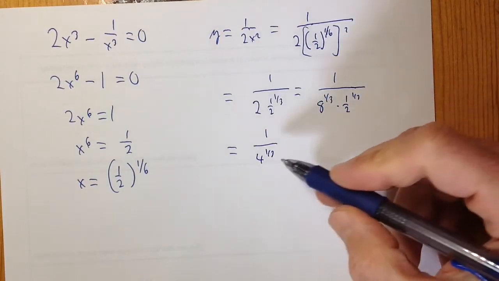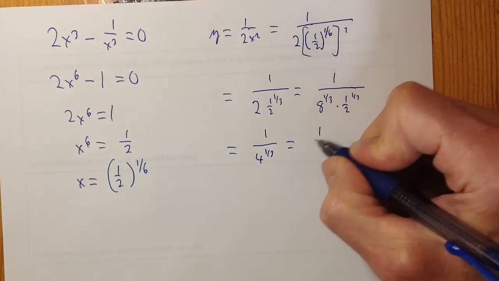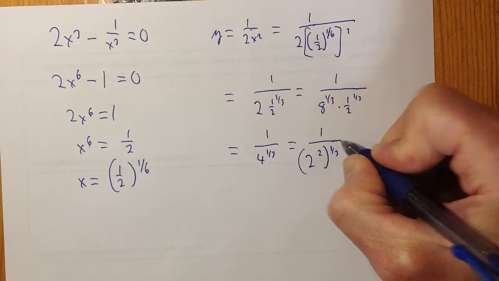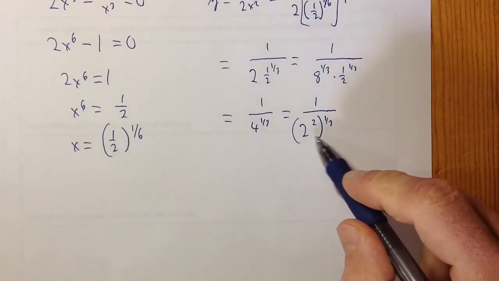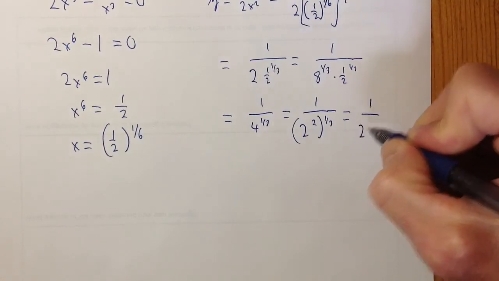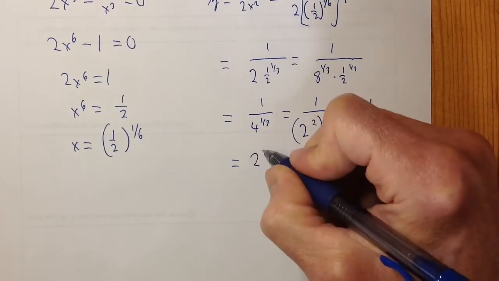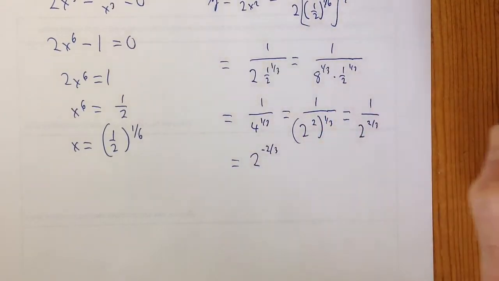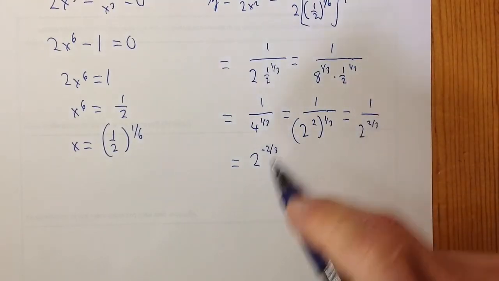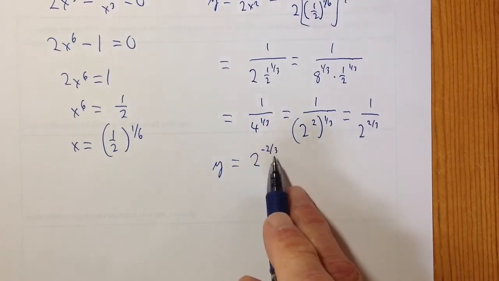Let's see, can we do anything here? Okay, here's another thing we can do. 4 is 2 squared, so that's like 2 squared to the 1/3, right? Because 4 is 2 squared. Multiply powers, so that's like 1 over 2 to the 2/3, or we can write that as 2 to the negative 2/3. I'm trying to write it the way they had their answers. So this is what y is. So if x is 1/2 to the 1/6, y is 2 to the negative 2/3 power.